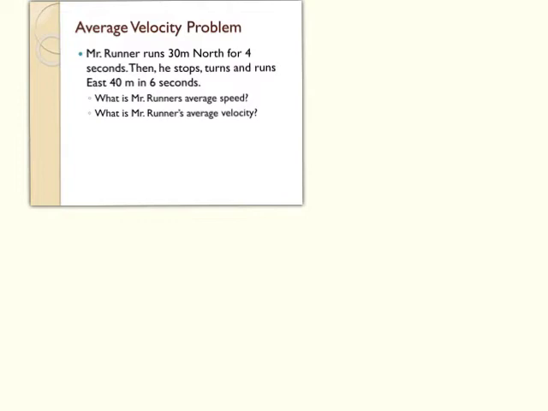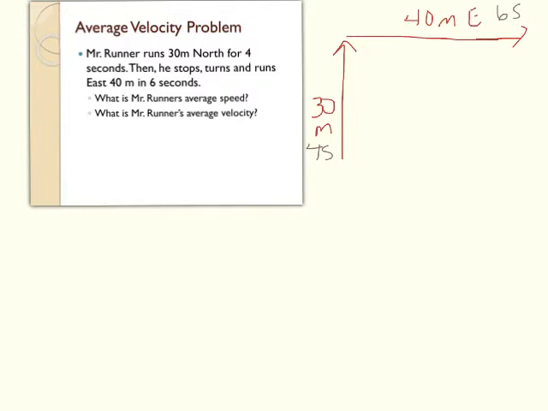So he's going to run north and then east. Here is his north, and that's 30 meters. In order to add our vectors correctly, they need to be set up head to tail. So there's our 40 meters east, a little longer. From there we can start answering our questions. I'm also going to write in our times so that we know those. The 30 meters north was 4 seconds, and this was 6 seconds.